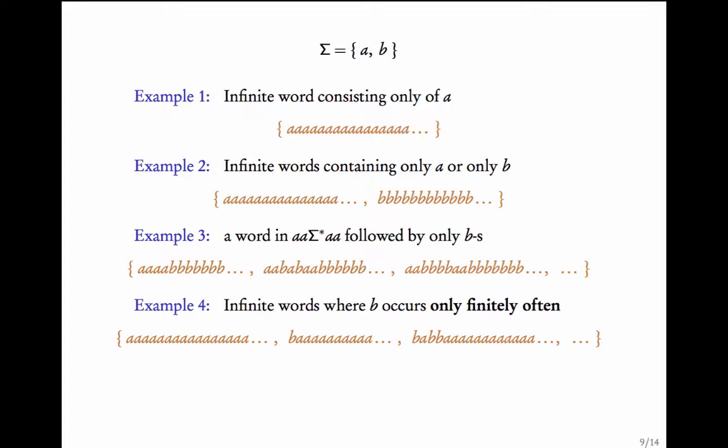Another example. Suppose I look at all infinite words where B occurs only finitely often. That means, for example, here in this word, B doesn't occur at all. So finite could include 0. Here B occurs only once, and after that there is no B. Here B occurs up to this position. After this position there is no B. So these are words where there is some position, and before that position there could be B's, but after that position there are only A's. So this is a language where B occurs only finitely often.